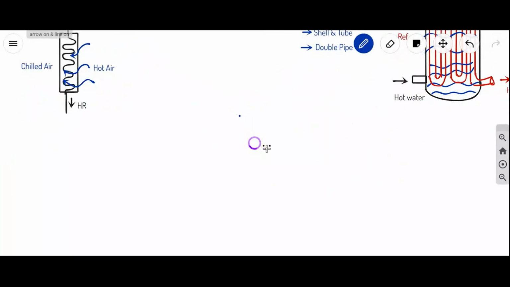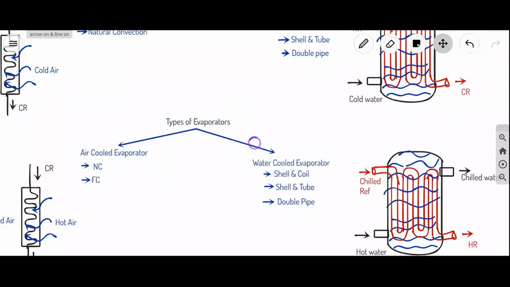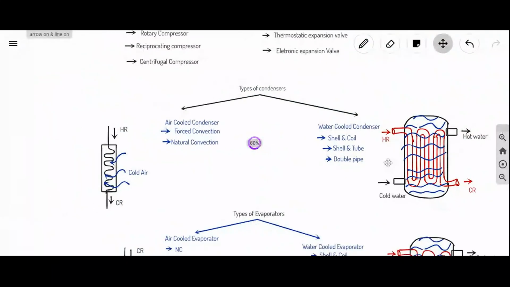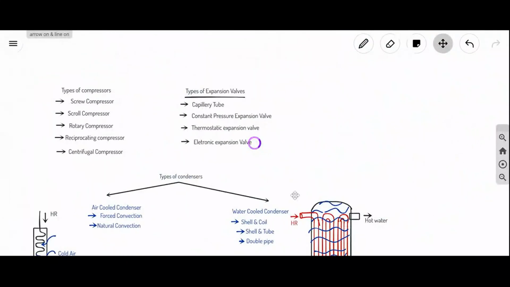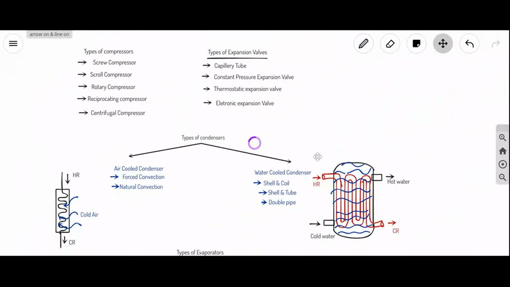Next, types of refrigeration systems. Before starting that, please make a note of this, sir. Done, sir. 1 minute, sir.